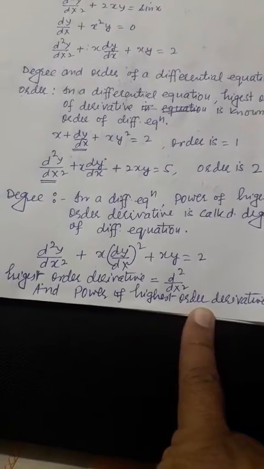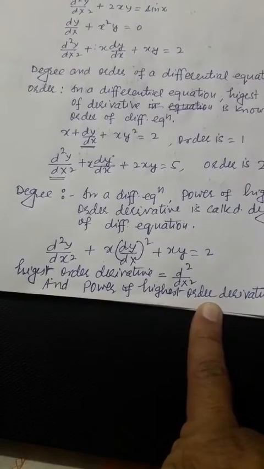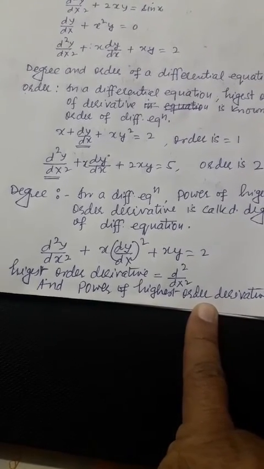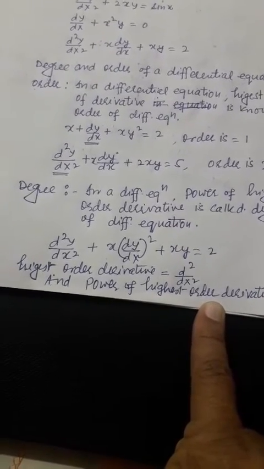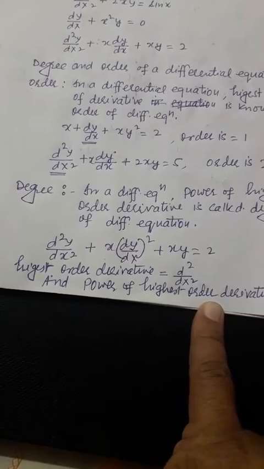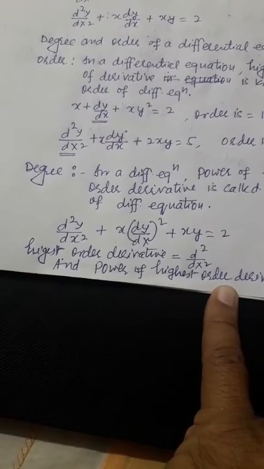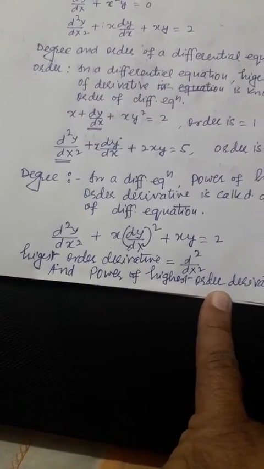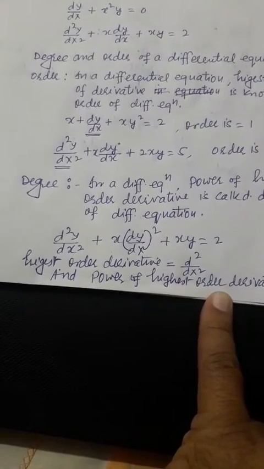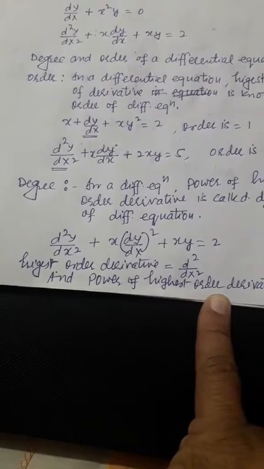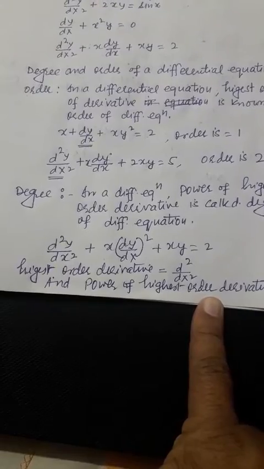Suppose we have one example here: d2y upon dx square plus x (dy upon dx) whole square plus axy equal to 2. Here (dy by dx) whole square is a first order operator, d2 upon dx square is second order. So first of all, we find the highest order derivative, that is 2. Then what is the degree of this term? 1. So its degree is 1.